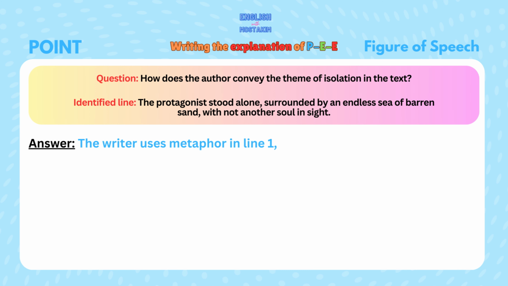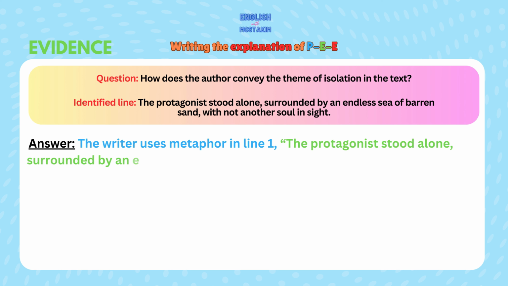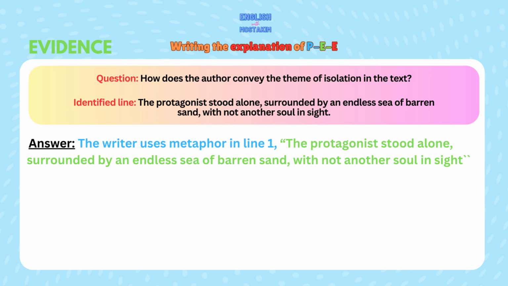After the point, we have to move on to the next part of the format, that is the evidence. We have to give the evidence which line this metaphor is. So we are going to write down the whole line here. "The protagonist stood alone, surrounded by an endless sea of barren sand with not another soul inside." This whole of it will be under quotation marks.